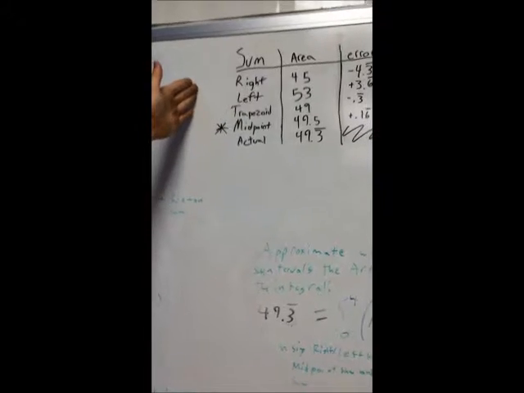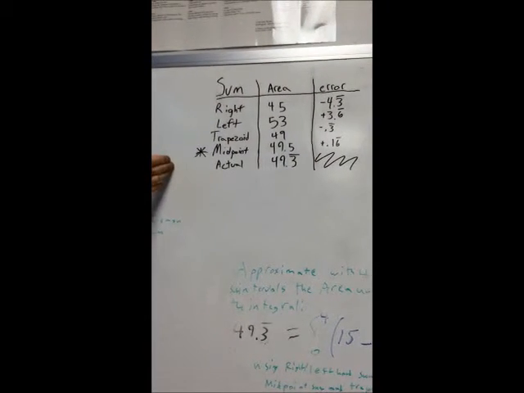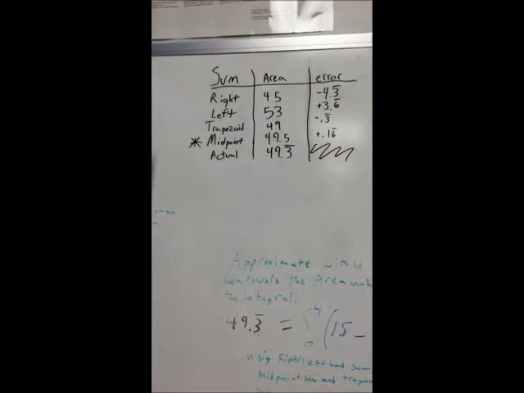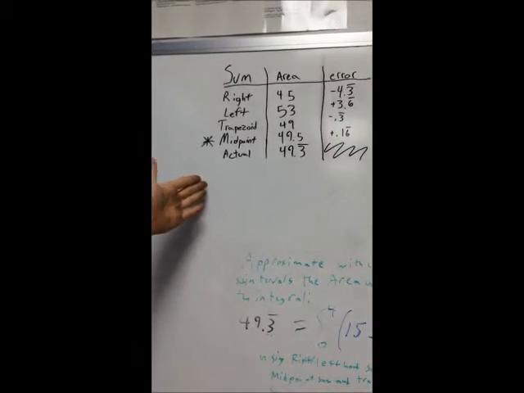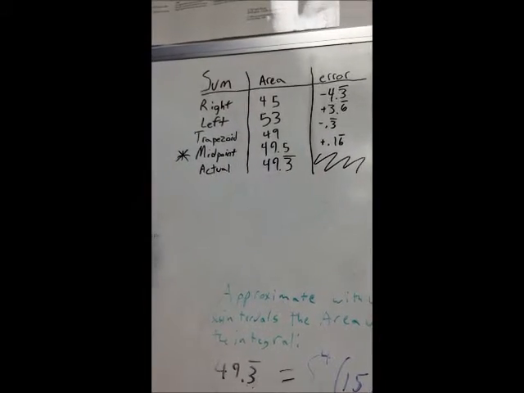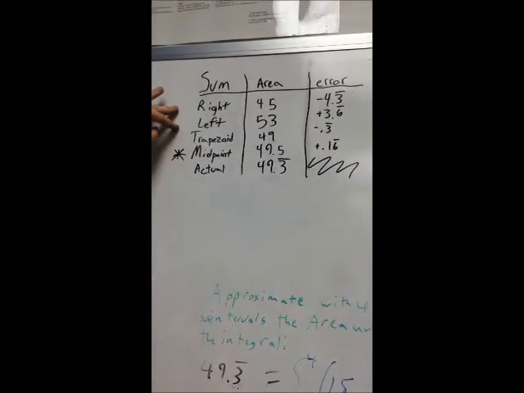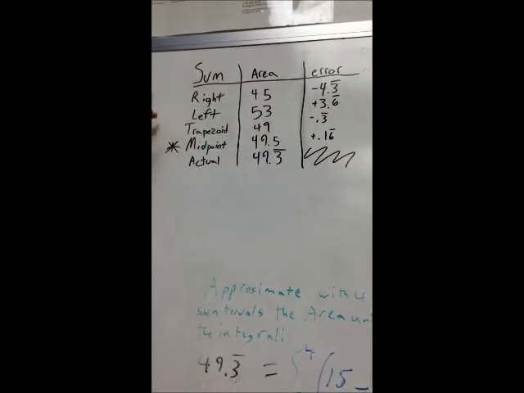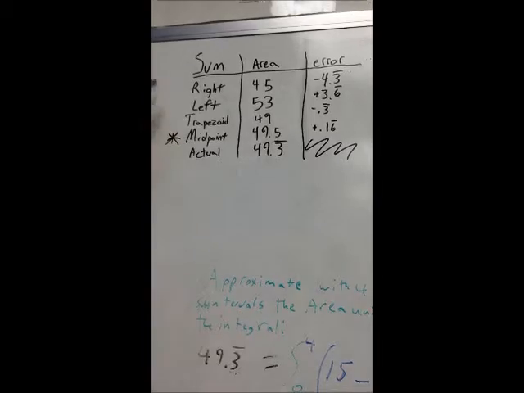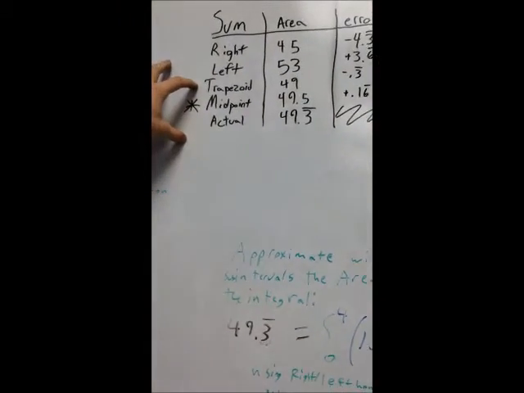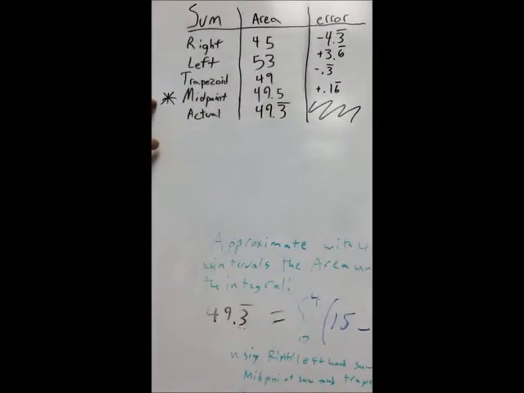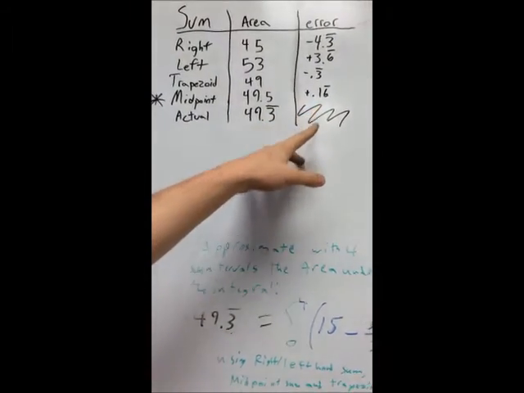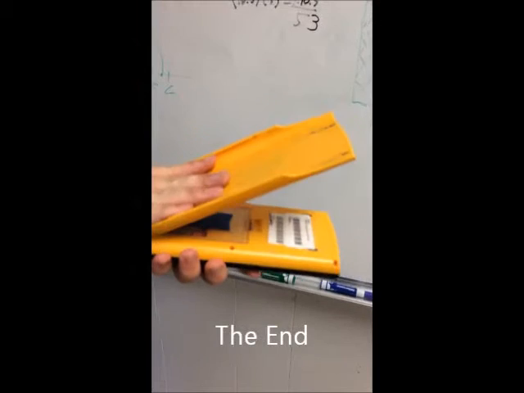As you can see up here, we've shown all the different Riemann sums and their accuracy for this particular equation. Right and left are the farthest away, and it changes which one's closer. Trapezoid will always be the second closest, and midpoint will always be the closest. As you can see, it's only off by 0.16.